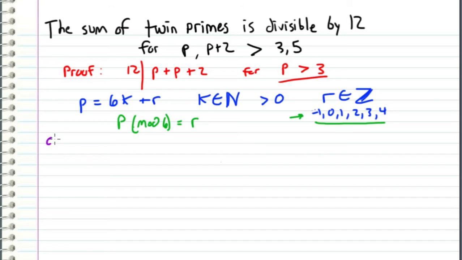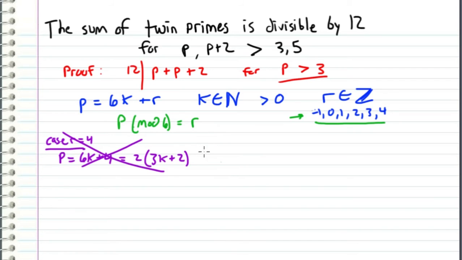And if we consider the case that r is equal to 4, then we can express p as 6k plus 4. But right away we see that we can factor out a 2 and get this expression, which suggests that this prime number is divisible by 2. Therefore, that is a contradiction. And that means that r cannot equal 4. So we know that we can't express a prime number when r is 4. So I'm going to cross that off the list.